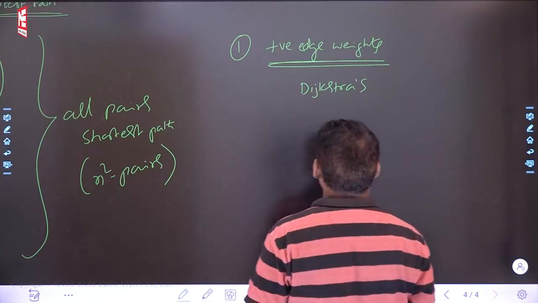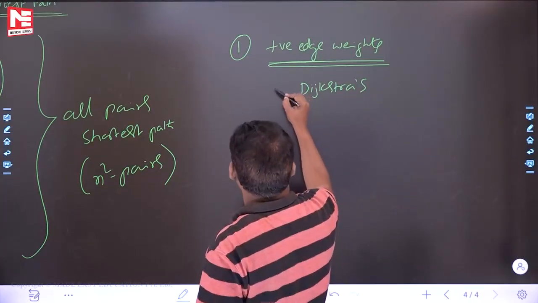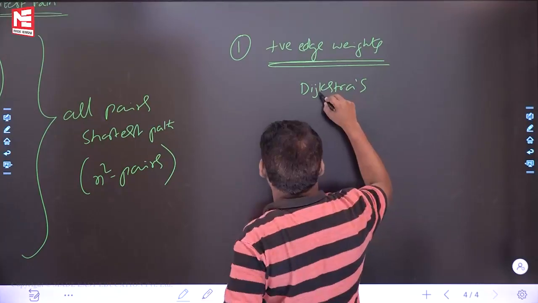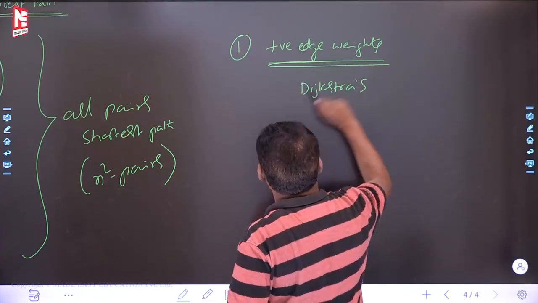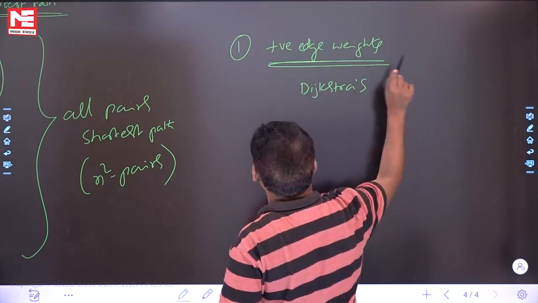Right? Positive edge weights. Who will find out single source shortest path? Dijkstra's algorithm. So what will you do? If you apply Dijkstra's one time, supposing that I apply Dijkstra's by taking A as source, from A to everywhere I will get. Do the same thing by taking B as source, B to everywhere you will get, like that.